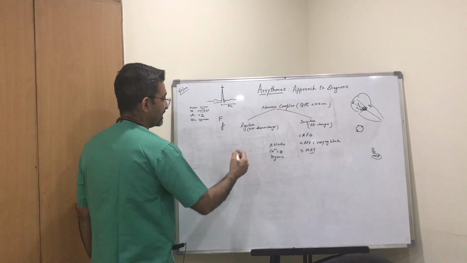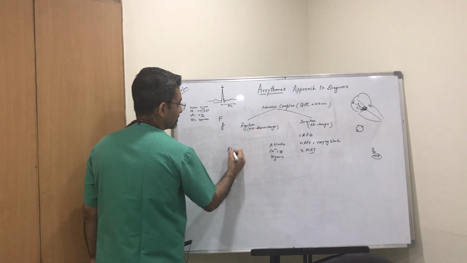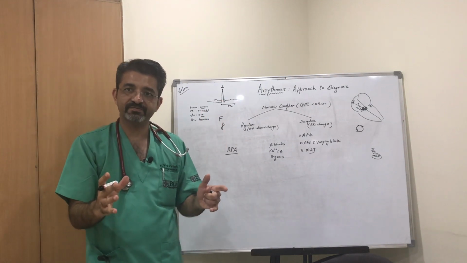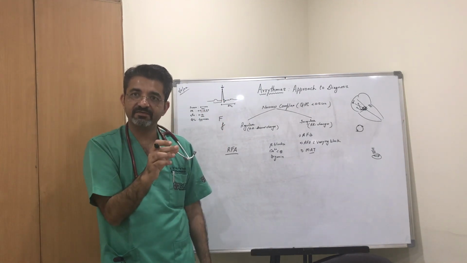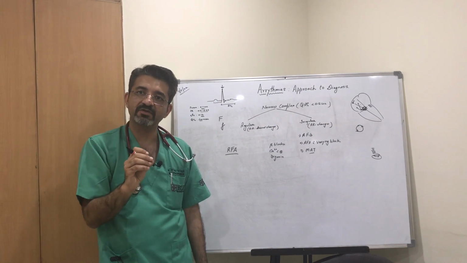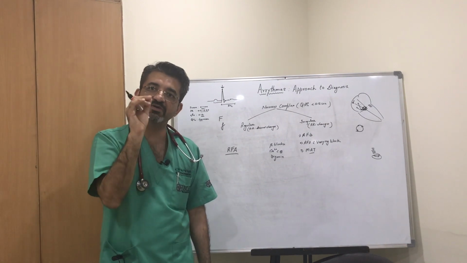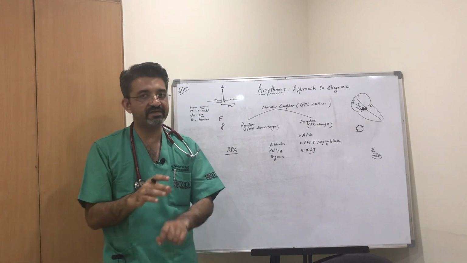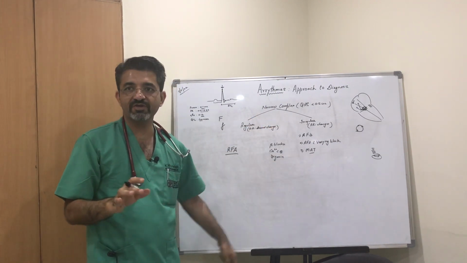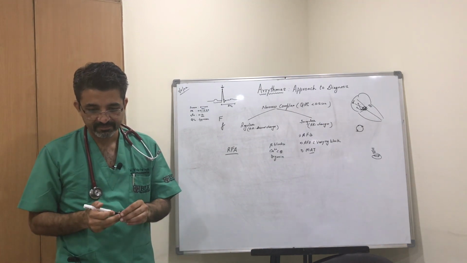The final treatment in any of these conditions would be radio frequency ablation. You do electrical mapping of the heart, find the circuit, the reentrant circuit, or the foci which is generating the extra impulse, and you burn them with radio frequency. That is the final treatment for these types of supraventricular tachyarrhythmias.